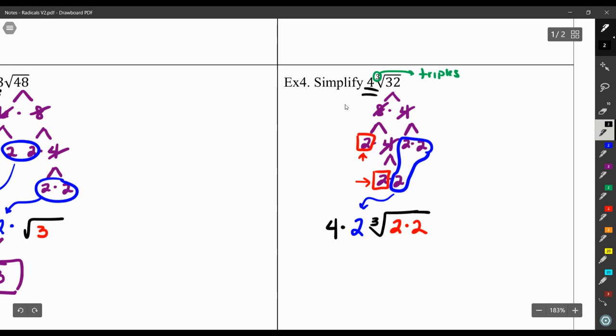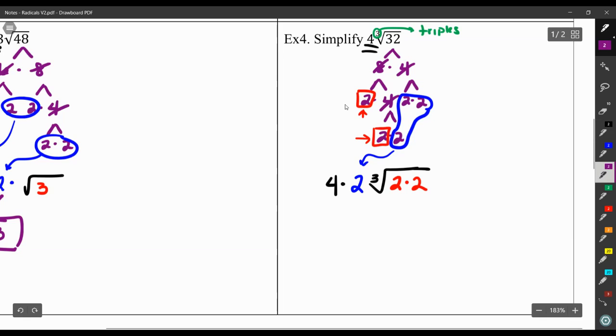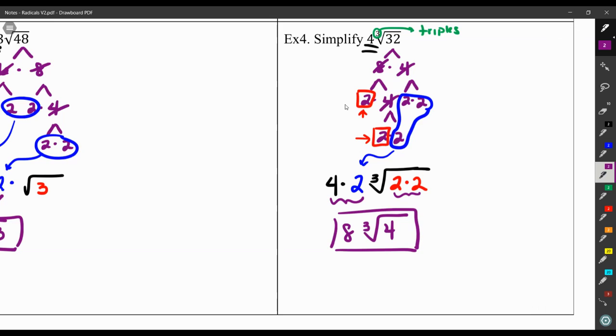Now that we have everything in the correct place, we simplify. On the outside, 4 times 2 makes 8. Cube root of 2 times 2 on the inside makes 4. There is a square root of 4, but there is not a cube root of 4.